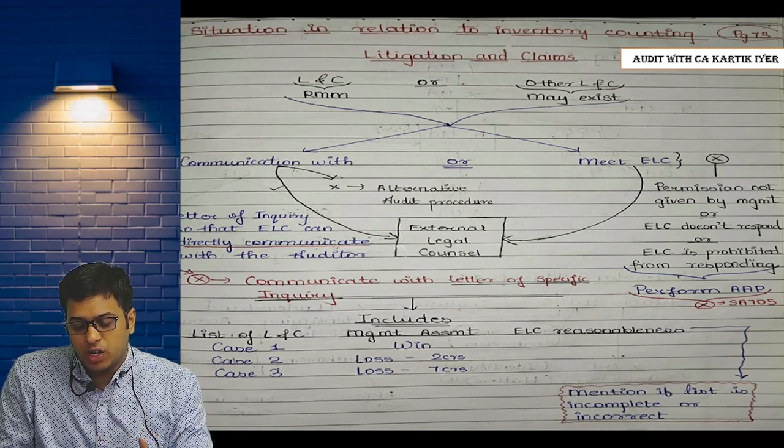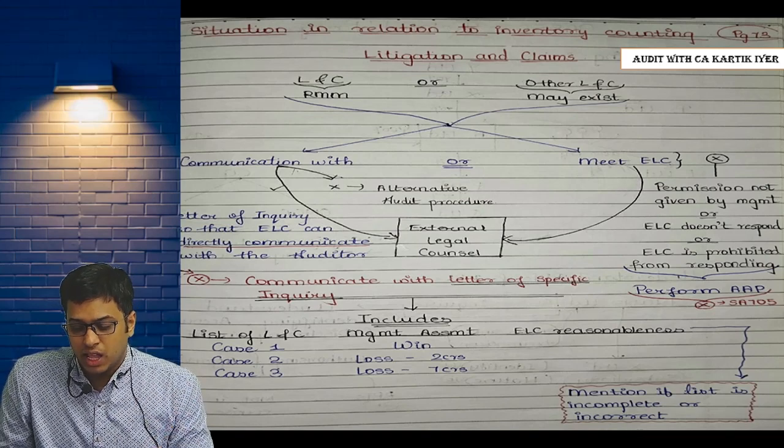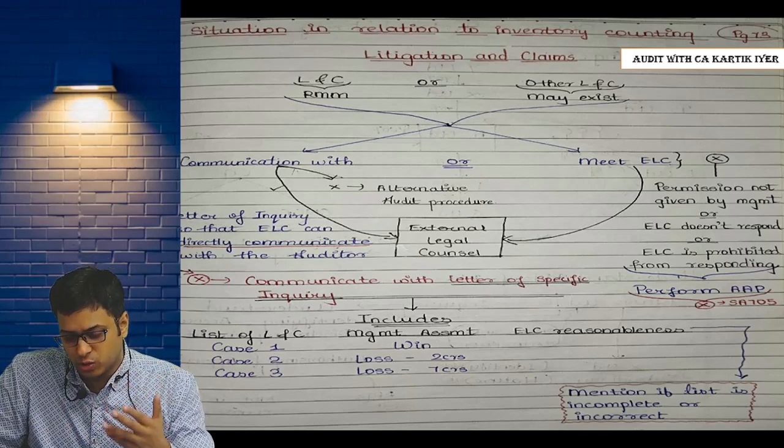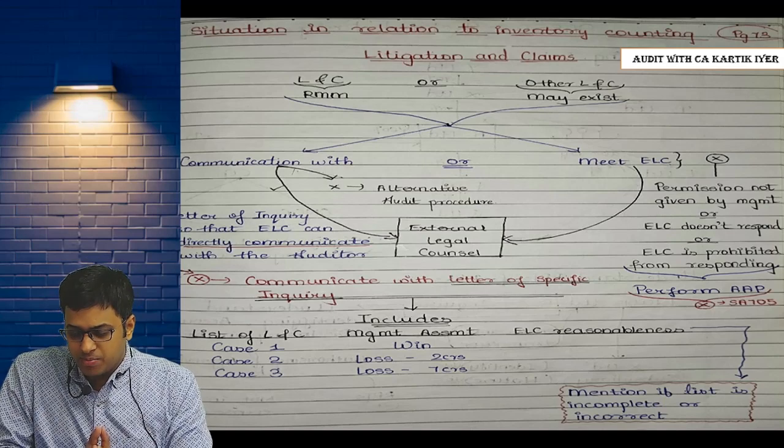And lastly, the auditor will also tell the external legal counsel, please mention if the list that we are giving to you is incorrect or incomplete, please let us know. This is how the matter will proceed. Simple. Let's move ahead.